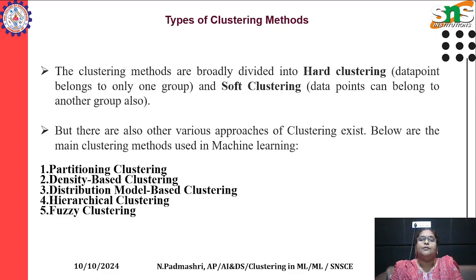There are different types of clustering methods available, broadly divided into hard clustering and soft clustering. There are also other various approaches to clustering. Mainly we have partitioning clustering, density based clustering, distribution model based clustering, hierarchical clustering, and fuzzy clustering. We'll discuss one by one what these different types of clustering in machine learning are.